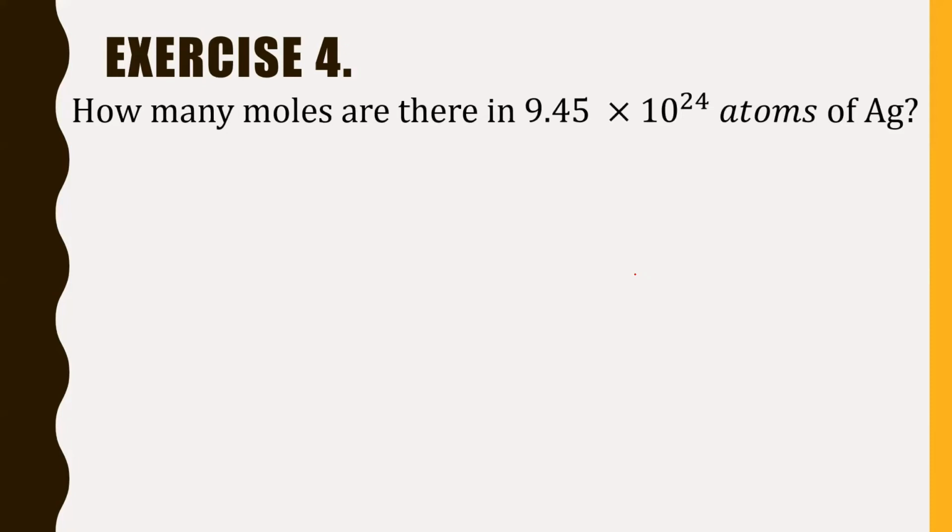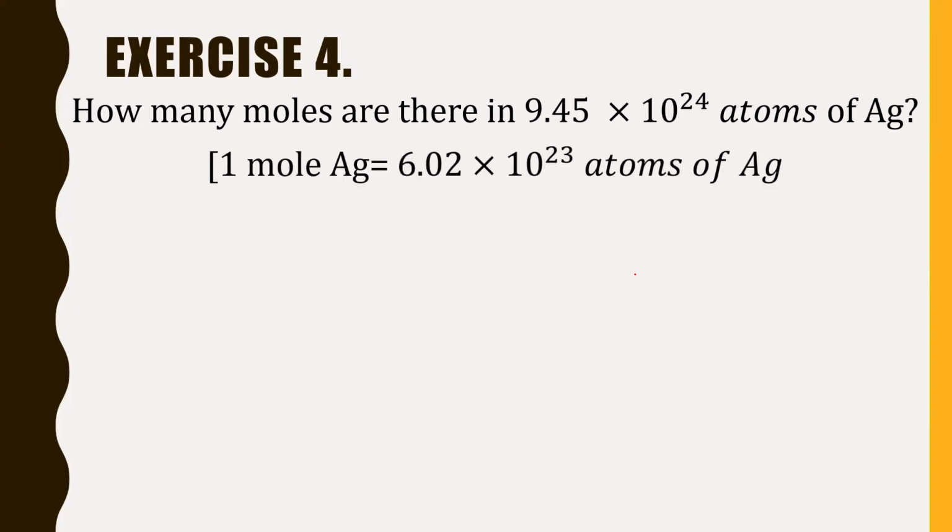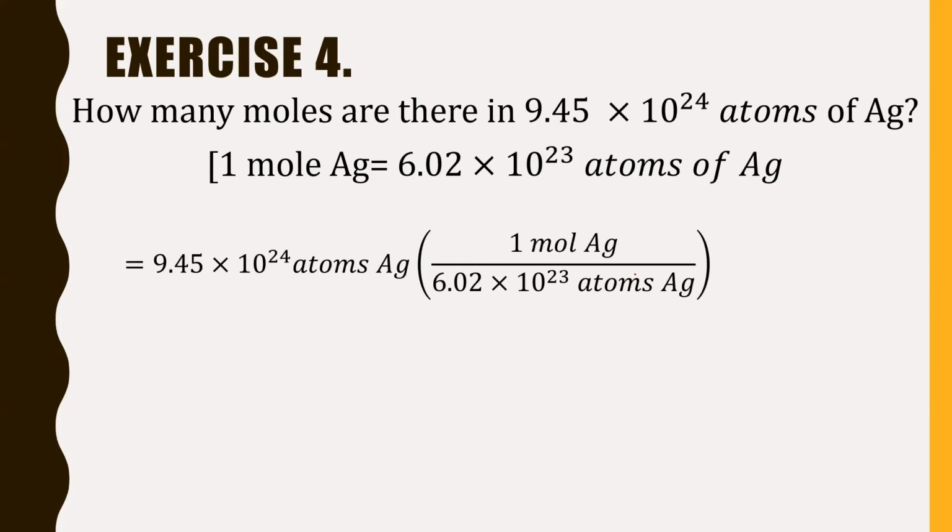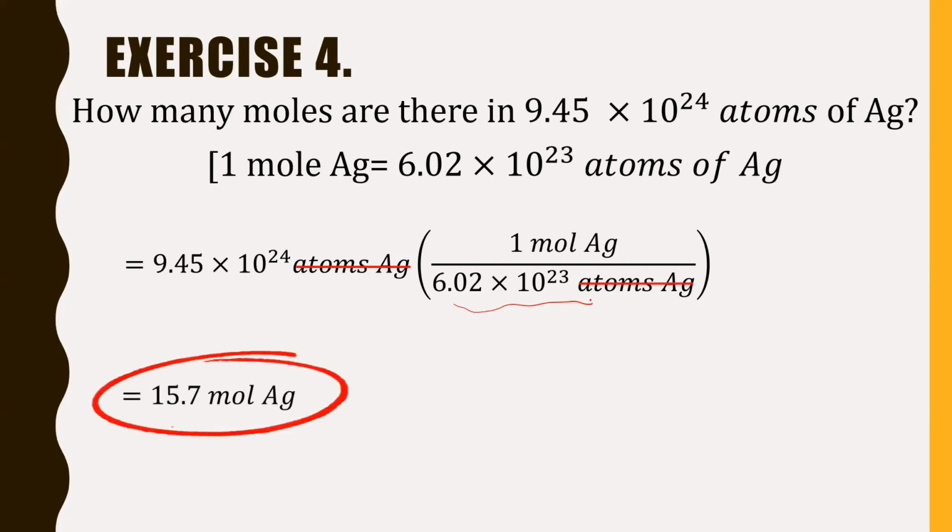Fourth and last. So the question is, how many moles are there in 9.45 times 10 raised to 24 atoms of silver? So what we need here is the Avogadro's number. So how many moles? Since we are looking for moles, we just divide it by the Avogadro's number. The given is 9.45 times 10 raised to 24. Divide it by the Avogadro's number. We cancel the atoms there. So now we have the number of moles, 15.7 moles of silver.